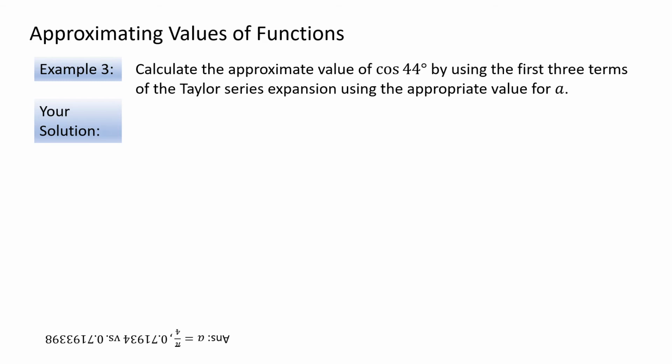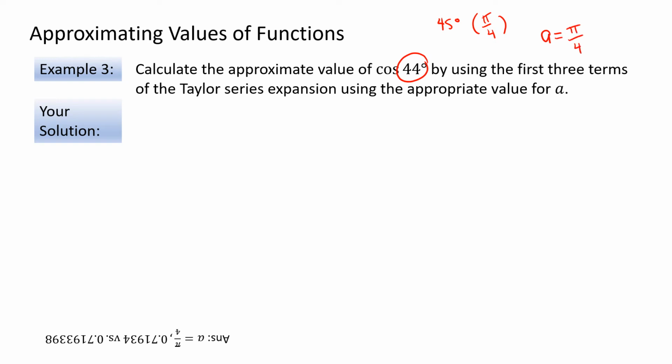Calculate the approximate value of cosine 44 degrees by using the first three terms of the Taylor series expansion using the appropriate value for A. So just like we talked about, this is 44 degrees, and we know one of the well-known angles is 45 degrees, which we know is pi by 4. So knowing that, I'm going to select A to be pi by 4.